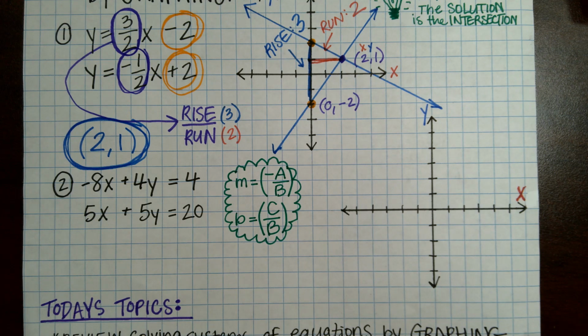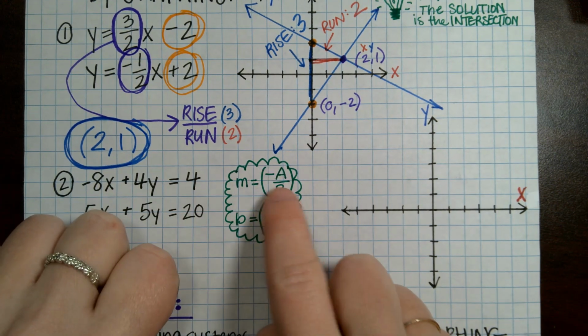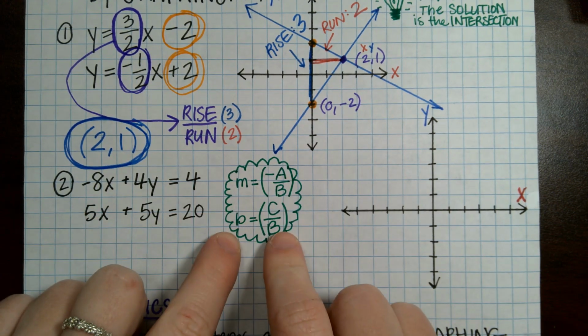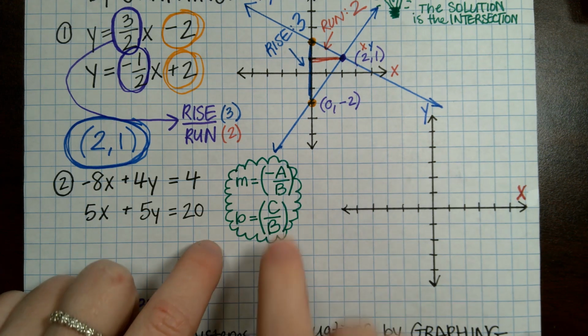Yes, they are in standard form. So how are we going to find our y-intercept and slope when we're in standard form? We have to convert to slope-intercept. We need to figure out what our new m is going to be using negative a over b, and what our new y-intercept is using c over b.